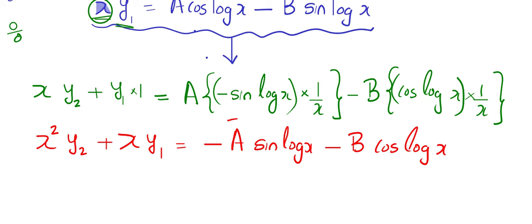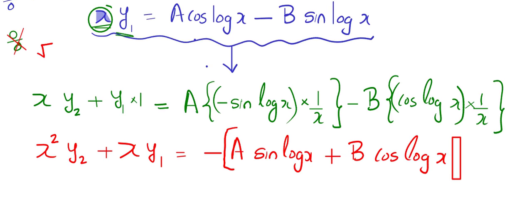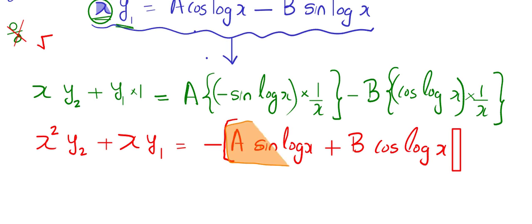I'll take this minus outside, so I end up with, okay. Now look at this. Fractions are gone and no square root. Now let me check one more thing. I can see that this part. Can you see the question? A sin log x plus b cos log x. I see the same thing here, a sin log x plus b cos log x.